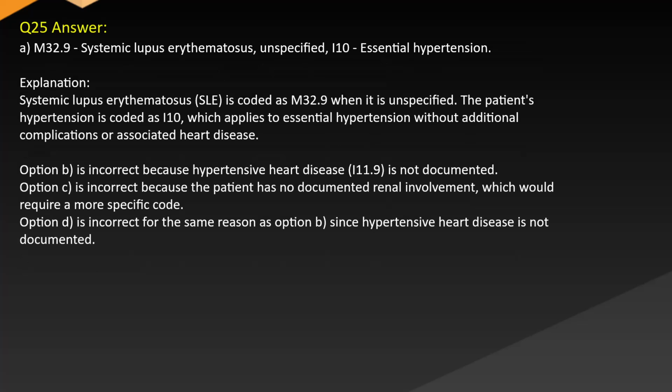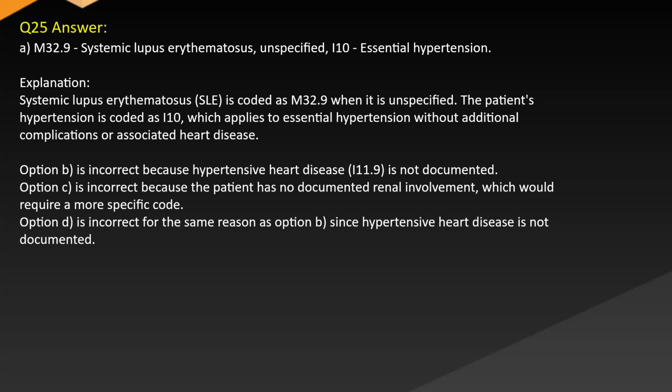Answer A. M32.9, systemic lupus erythematosus, unspecified, with essential hypertension. Explanation: systemic lupus erythematosus, SLE, is coded as M32.9 when it is unspecified. The patient's hypertension is coded as I10, which applies to essential hypertension without additional complications or associated heart disease.